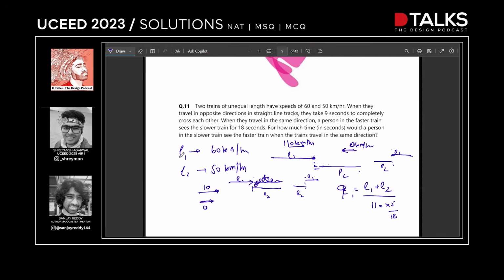Again, just think of yourself in a car. You're traveling at 60 kilometers per hour. If the car right next to you is also traveling 60 kilometers per hour, you're gonna see it as stationary. You're not gonna see it as moving. So speeds subtract when you're moving in the same direction. So now you're at 10 kilometers per hour. So now L1 plus L2 divided by 10 into 5 by 18 gives you 18.